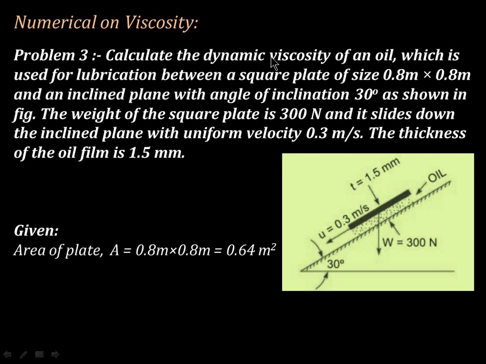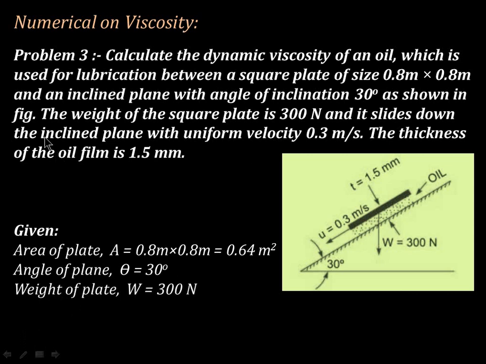So we have to calculate the dynamic viscosity of an oil which is used for lubrication between the square plate and the inclined plane. So this is the inclined plane. Why is it called an inclined plane? Because this plane is inclined at an angle of 30 degree, and there is a square plate above it and oil is present between this inclined plane and the square plate. So the angle of the plane is theta equal to 30 degree.